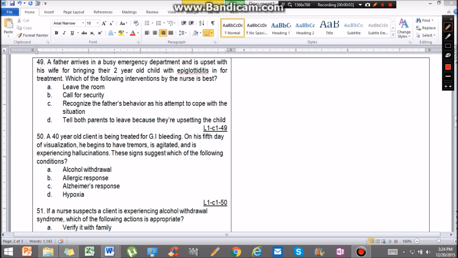Number 49. The father arrives in the busy emergency department and is upset with his wife for bringing their 2-year-old child with epiglottitis in for treatment. Which of the following interventions by the nurse is best? A. Leave the room. B. Call the security. C. Recognize the father's behavior as his attempt to cope with the situation. While D. Tell both parents to leave because they're upsetting the child.